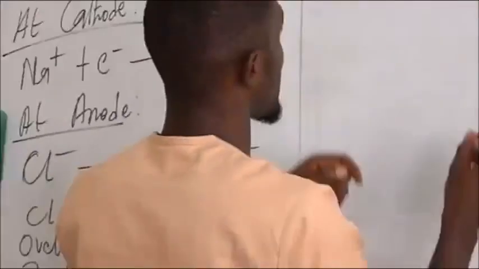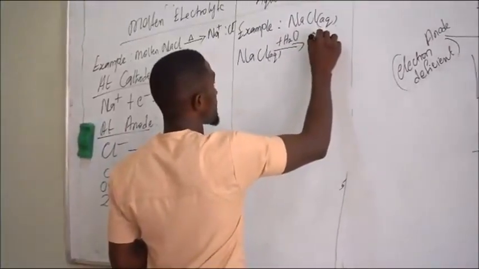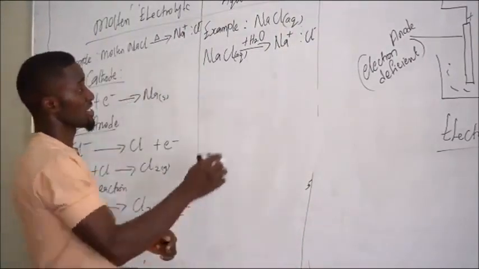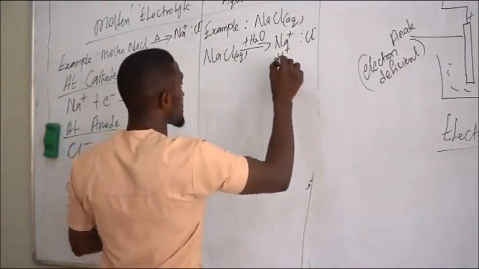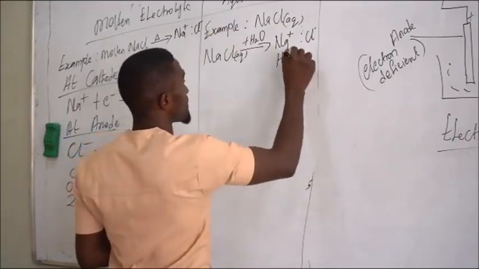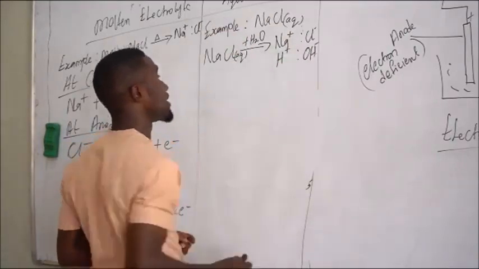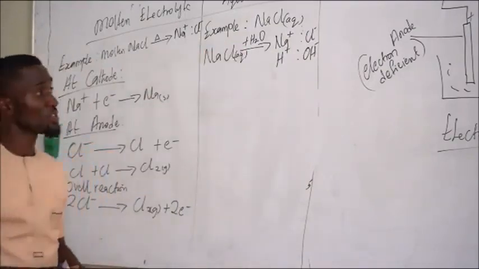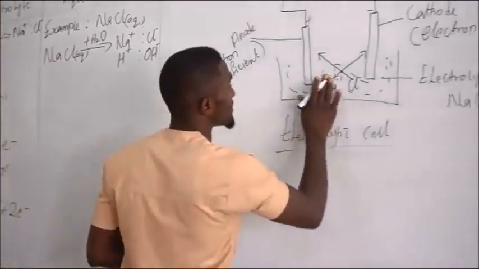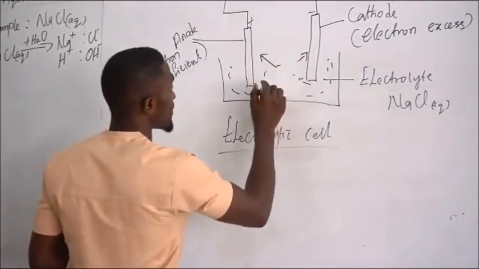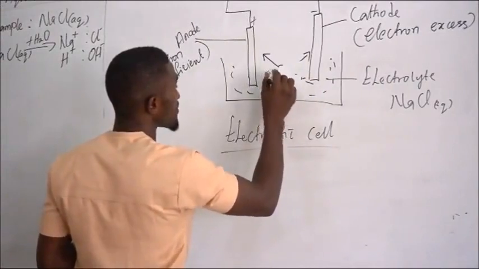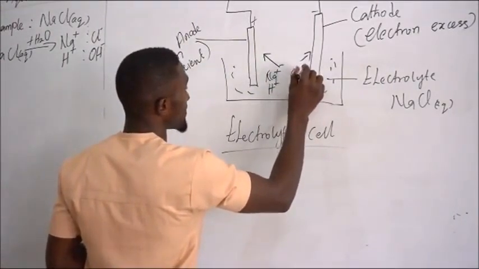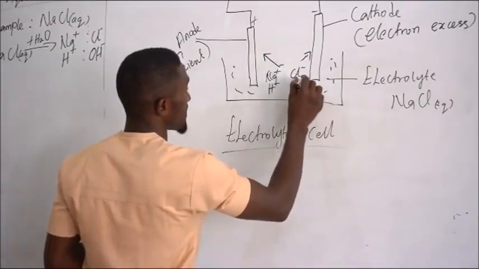So when water is added, it leads to breaking of this compound into sodium ion, chloride ion, the hydrogen ion from the water molecule plus the hydroxyl ion. So in the solution of aqueous sodium chloride, you don't have sodium and chloride ion only. Rather, you have sodium ion, hydrogen ion, the chloride ion, and the hydroxyl ion.